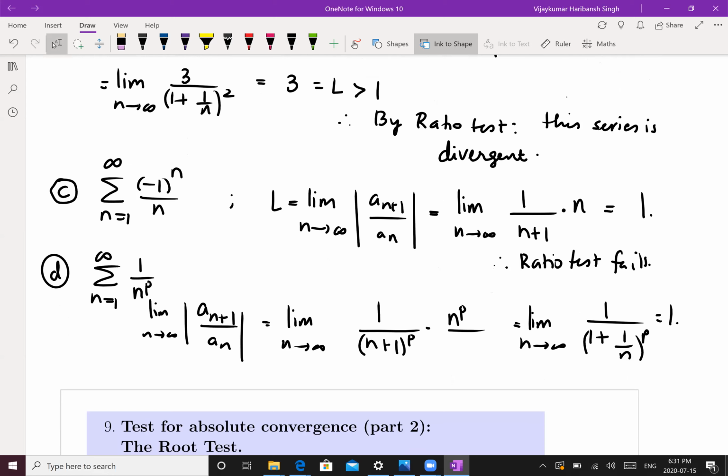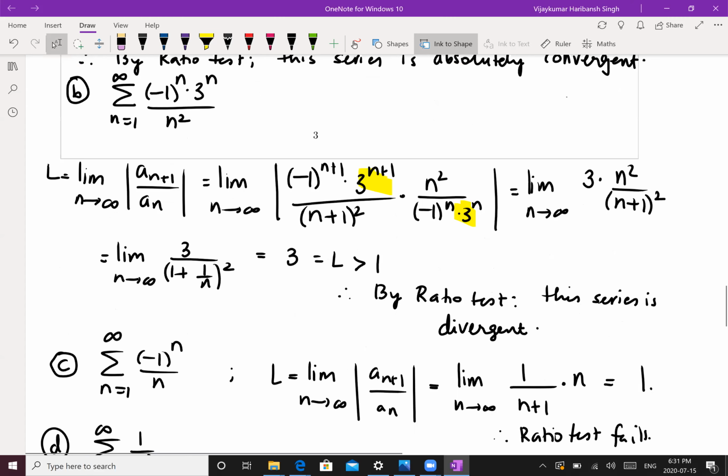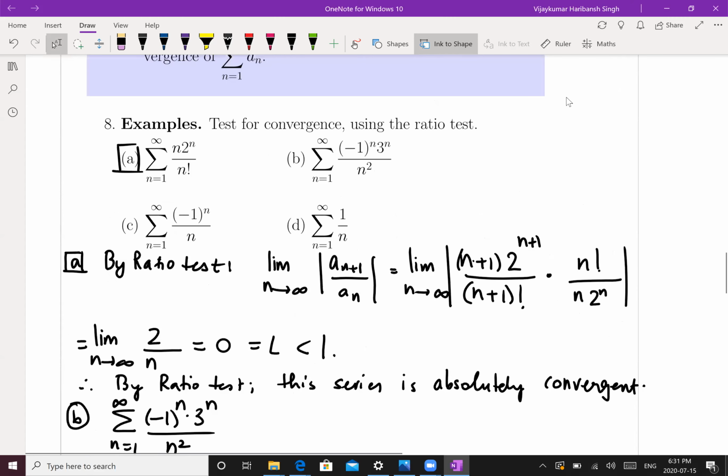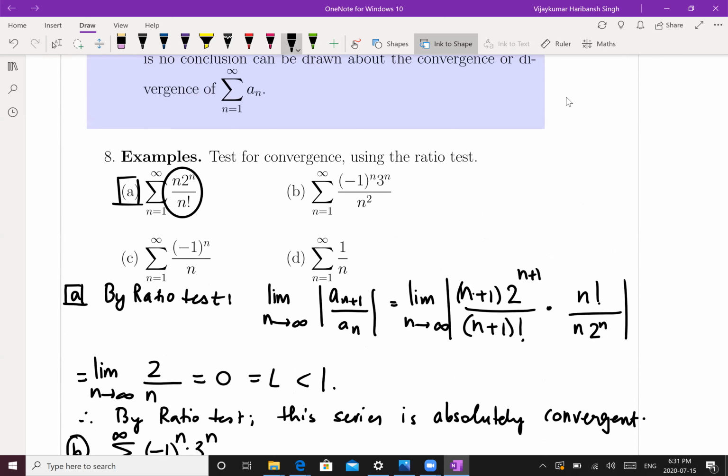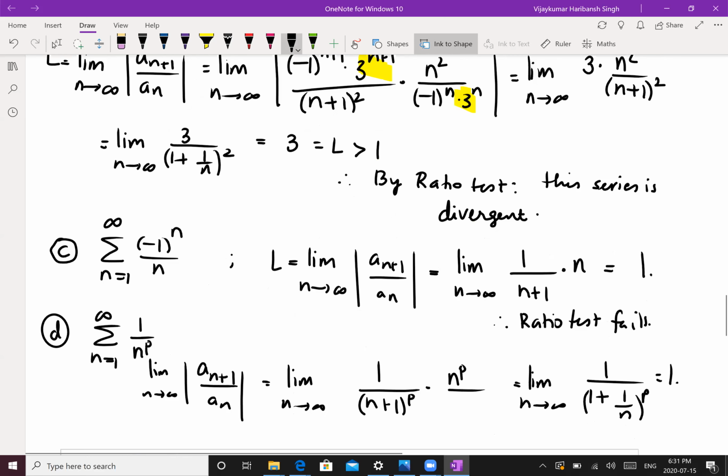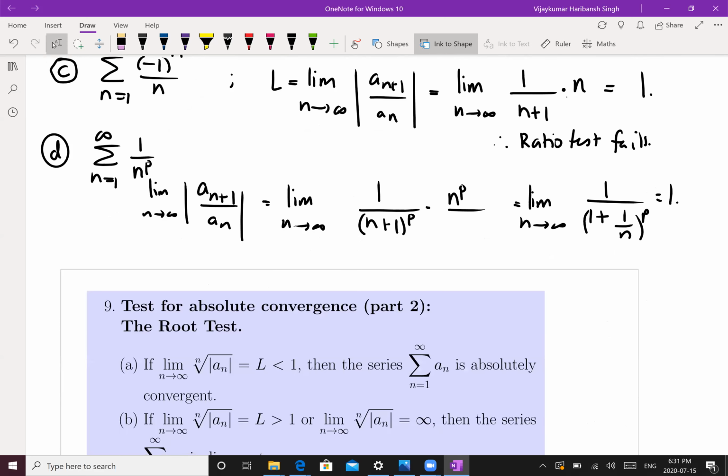So when does the ratio test really work? Whenever you have factorials, the ratio test works well. So if you have factorials, the ratio test will work well for those cases. Here, let me finish this off by saying, therefore, the test fails in this case. Okay, so this is a limitation of the ratio test.